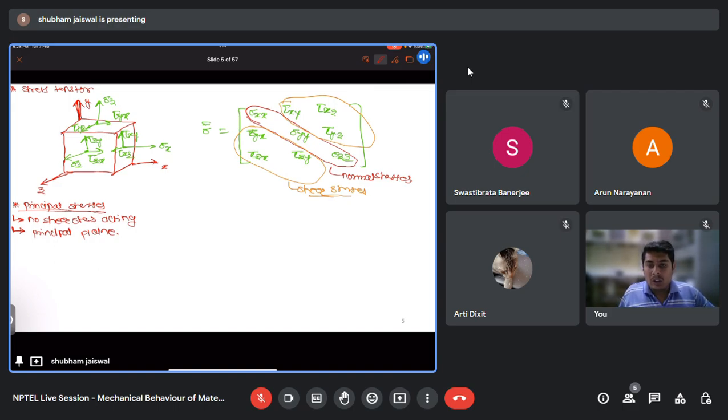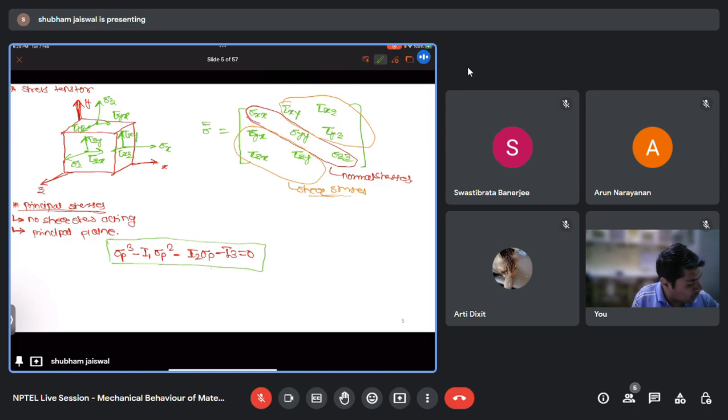Then we came across the equation to find out the principal stresses, that is sigma p cube minus I1 sigma p square minus I2 sigma p minus I3 equal to 0. So this is the equation to find out the principal stresses. The roots of this equation give the principal stresses. Okay.